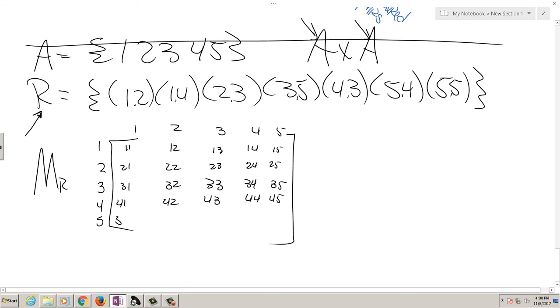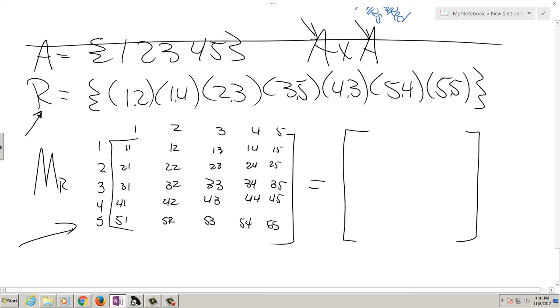It's important that I know what each one of the cells represents so that I can get them in the right place. Because if I don't get them in the right place, it can mess up calculations that I do further. So there are 25 unique elements. There are all 25 combinations when I cross A with itself. But what I want to do is, ultimately, just map the elements in my relation, because this is going to become the matrix of the relation.